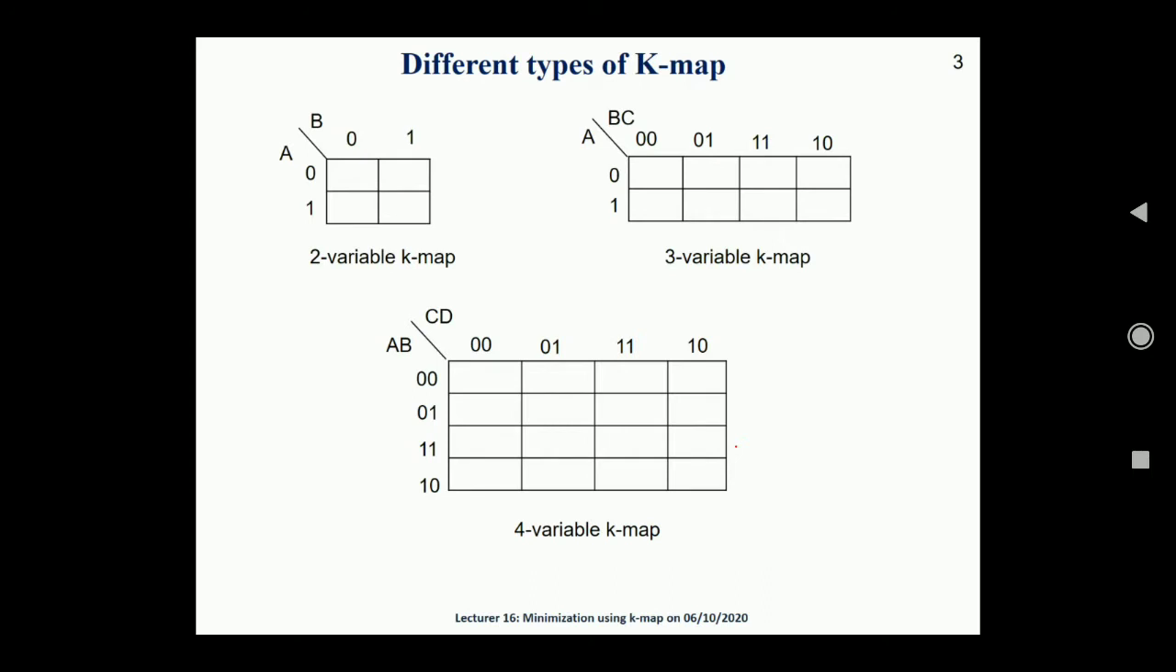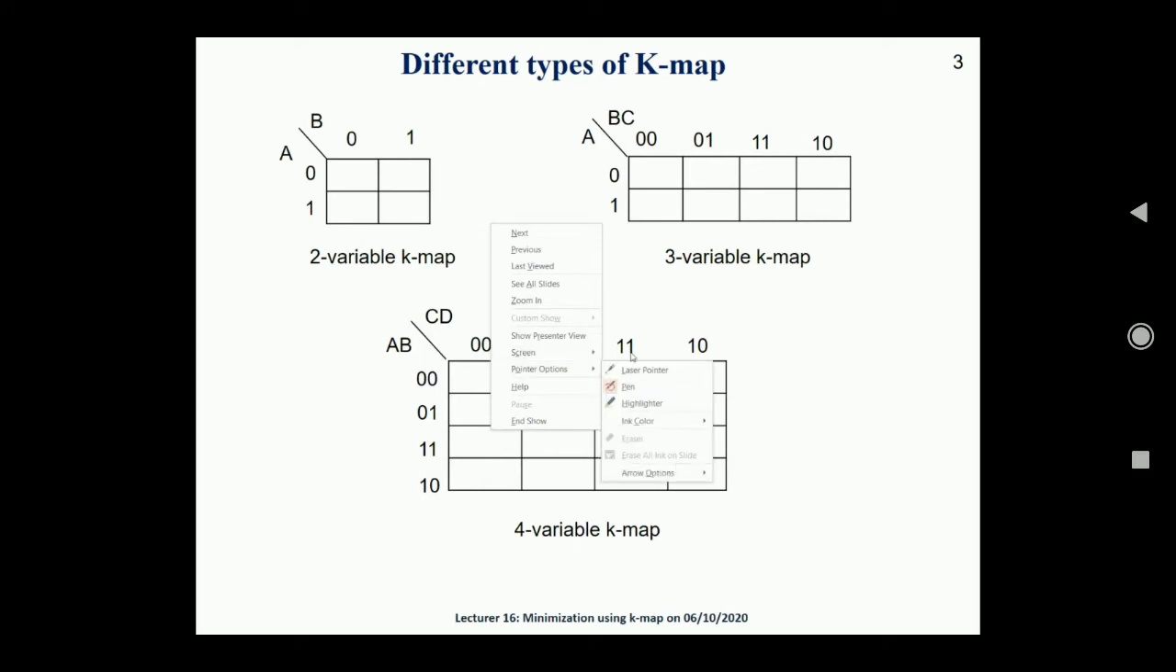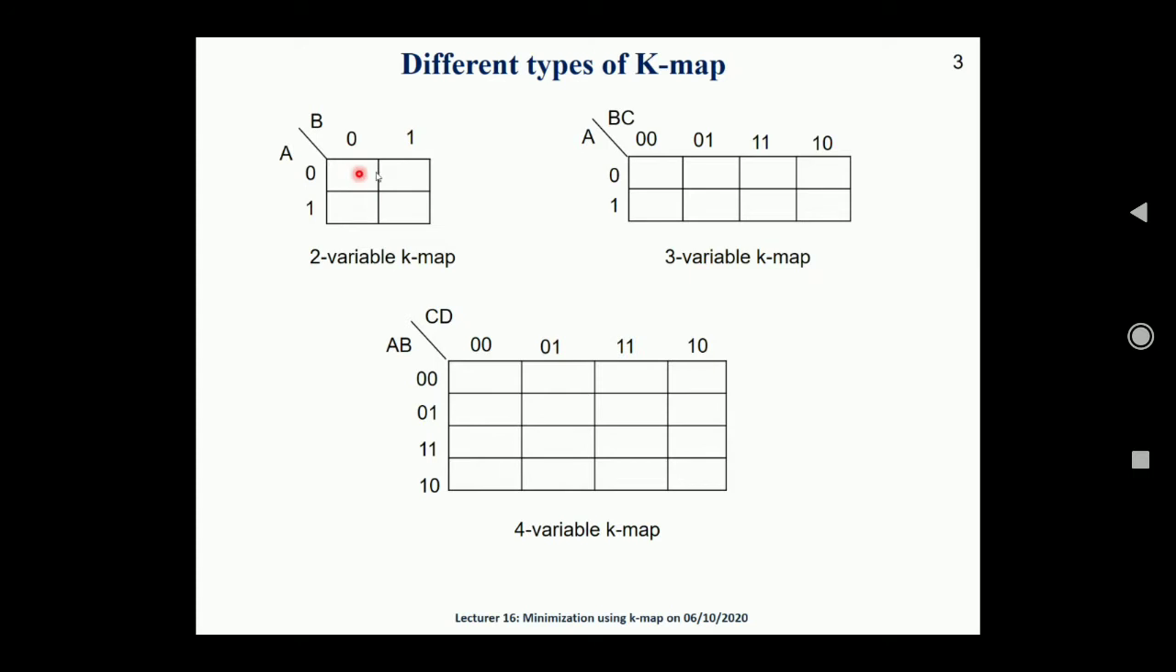Now, how can we design the 2 variable? 2 variables means 2 to the power 2, that means m value is 2. So 2 to the power 2 equals 4, so here 4 cells are there. This one is 1 cell, this one is 1 cell, this one is 1 cell, and this one is 1 cell. How many cells are there? 4, because it is only 2 variables.